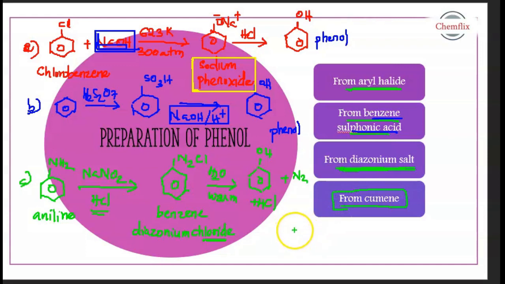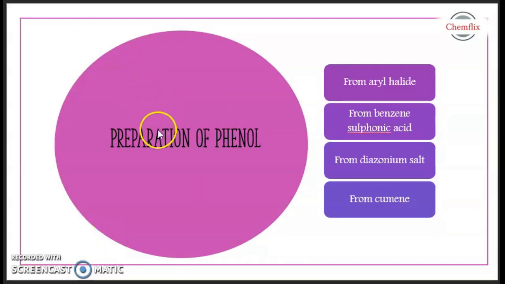Okay, cumene. I'm going to change the color and erase all of these. The last method is how you can prepare phenol from cumene. I will show you. What do we mean by cumene? Cumene is actually isopropyl benzene, meaning an isopropyl group attached to a benzene ring. For example, this is our benzene ring. I'm going to draw the isopropyl group.